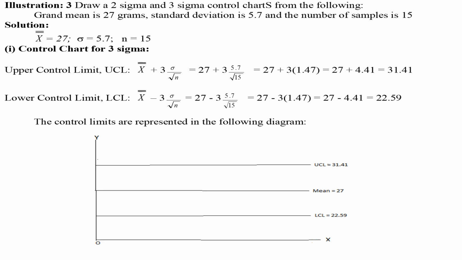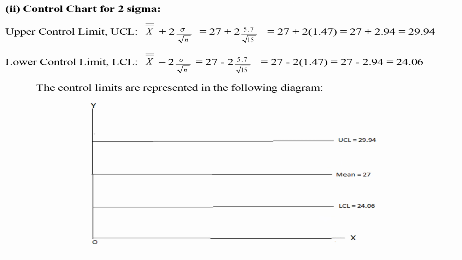Solution. 1. Control chart for 3 sigma. Upper control limit, UCL, equals grand mean plus 3 into standard deviation divided by square root of n, equals 31.41. Lower control limit, LCL, equals grand mean minus 3 into standard deviation divided by square root of n, equals 22.59. The control limits are represented in the following diagram.